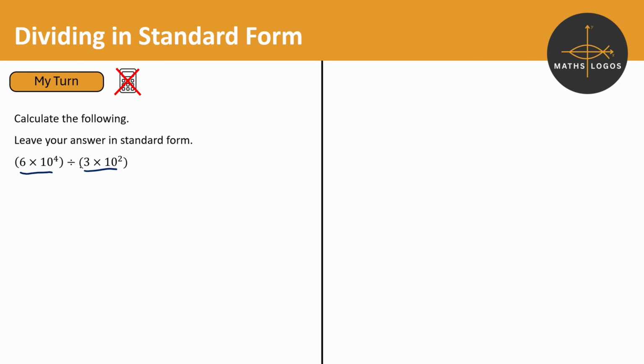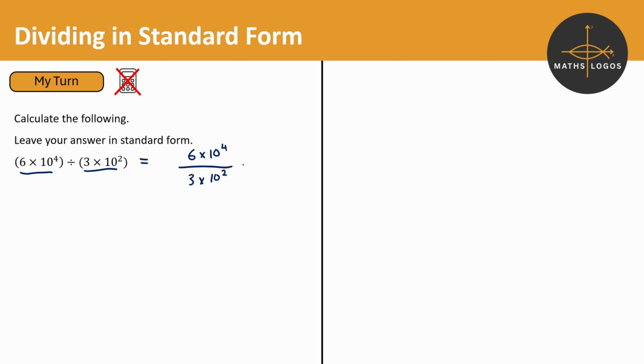Now before we jump into how I'll do this normally, I just want to show you how I might rewrite it so that I can see clearly what I need to do. I'm going to rewrite this calculation as a fraction. On my numerator I'll have 6 multiplied by 10 to the power of 4. And on my denominator, I'll have 3 multiplied by 10 to the power of 2.